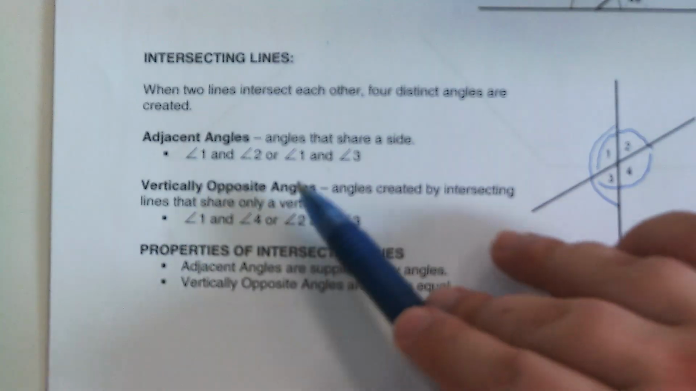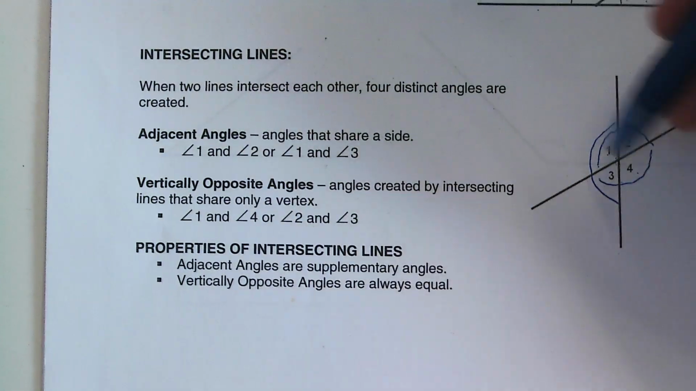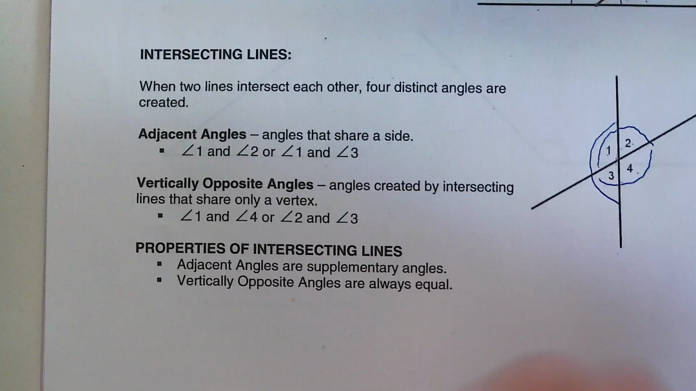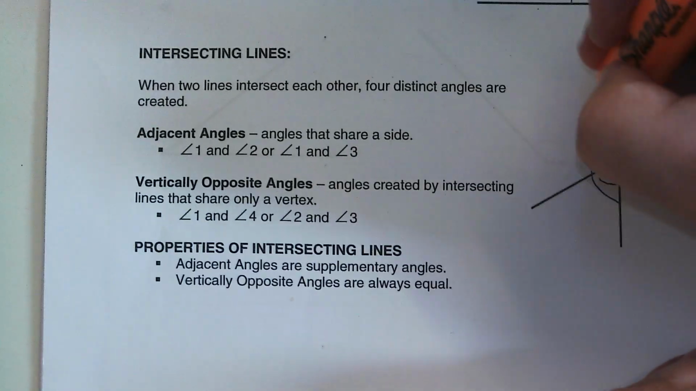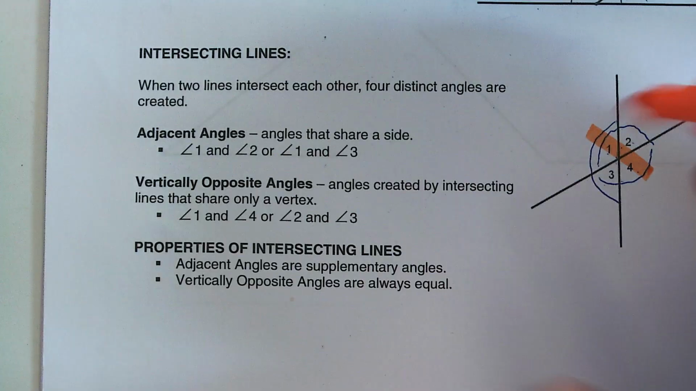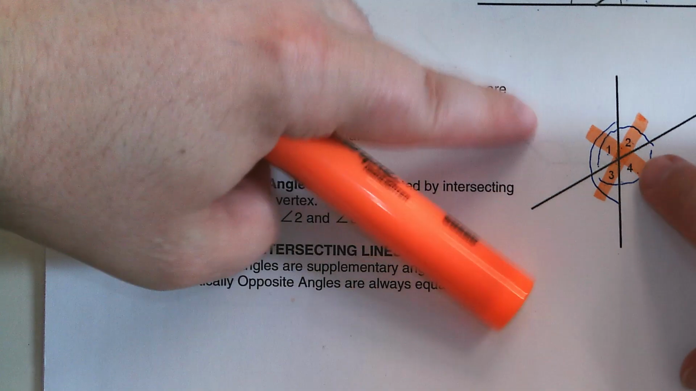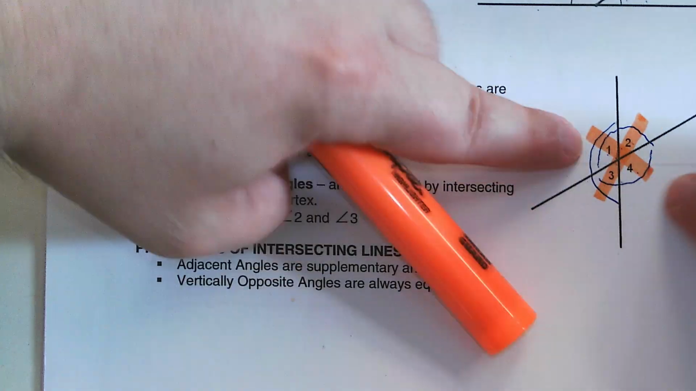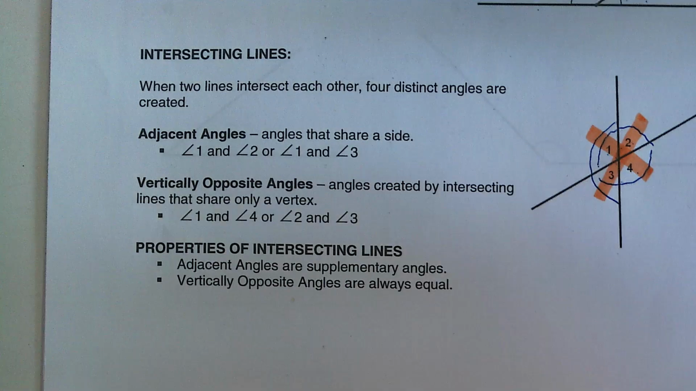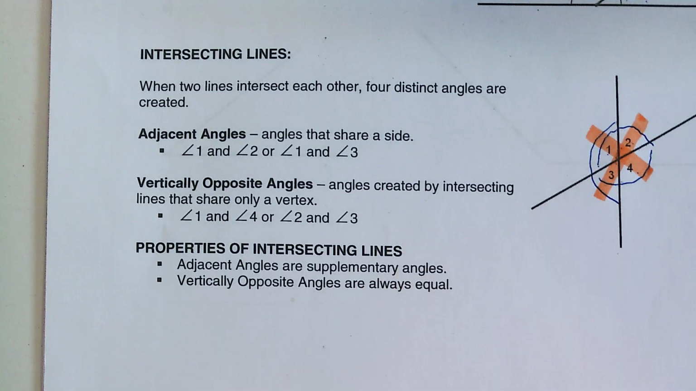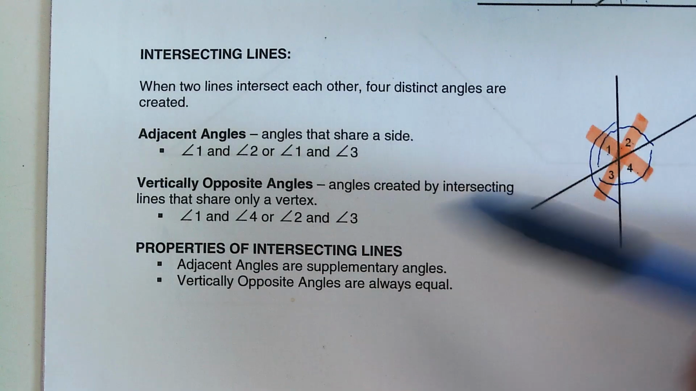Vertically opposite angles are the angles that are across from one another. So for example, 1 and 4, those are vertically opposite. 2 and 3, those are vertically opposite. I like using the term kissing angles because it looks like these are two lines that are kissing each other at that point. That's how I call them, but I guess vertically opposite angles is technically more correct.